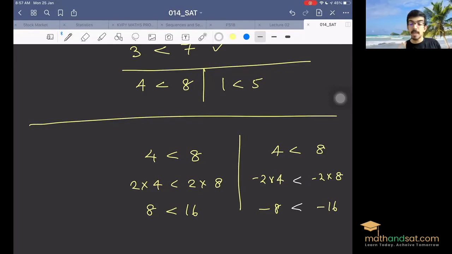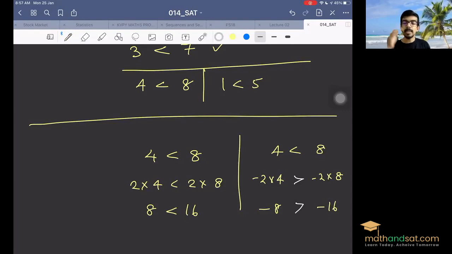Minus 8 lies on the right side of minus 16 on the number line. Minus 8 is a greater number. So what really happened here? When you multiply with a negative number, the inequality sign flips.